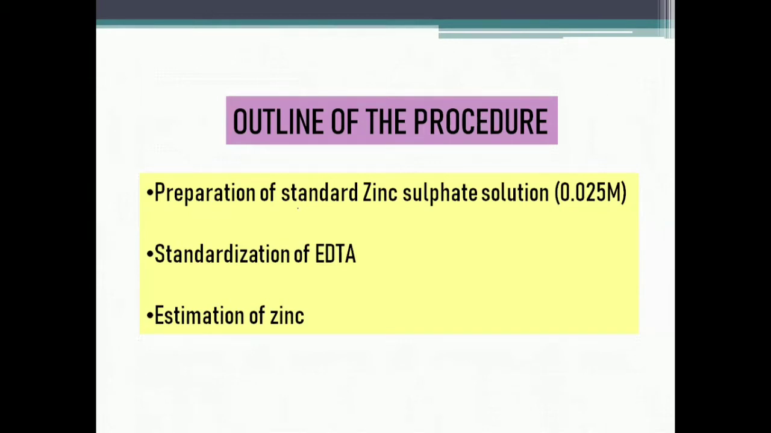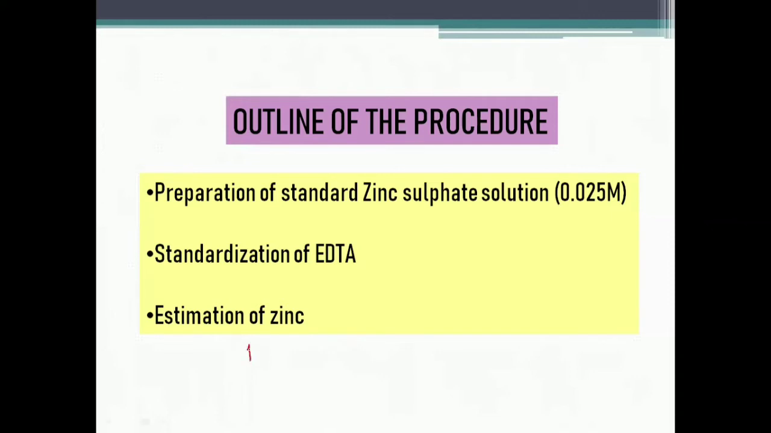Lastly, in the third step, we take the unknown zinc solution which is given to us and titrate it against the standard EDTA, that is the EDTA which has been standardized in the second step. So in the final step, we exactly know the concentration of EDTA. By making use of the molarity equation, M1V1 is equal to M2V2, we can identify the concentration of the zinc in the unknown solution.